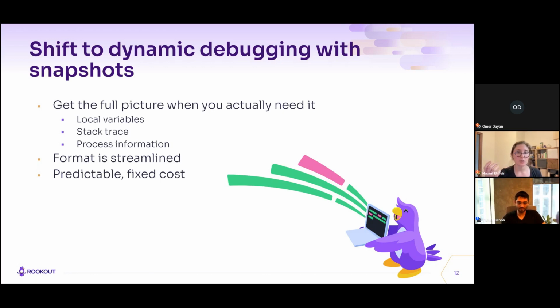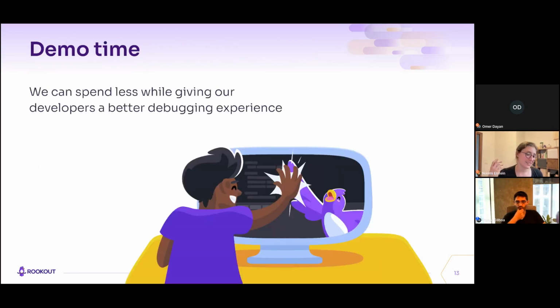Additionally, the cost is predictable and it's fixed. You're only streaming data that you need when you need it. That price isn't going up when you have more traffic. It's much easier to maintain. It doesn't get out of hand as time goes on. So I would like to show you, because I'm sure you're all wondering by now, what dynamic debugging actually looks like. So I would love to show you. But first, if there are any questions, I'd love to answer them.